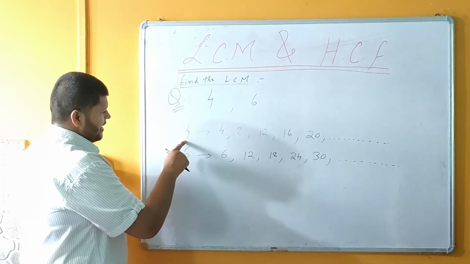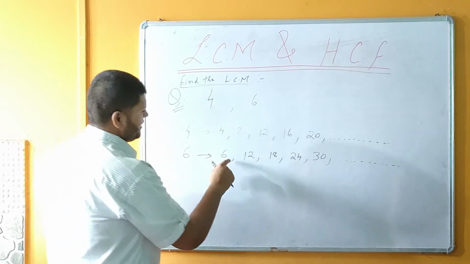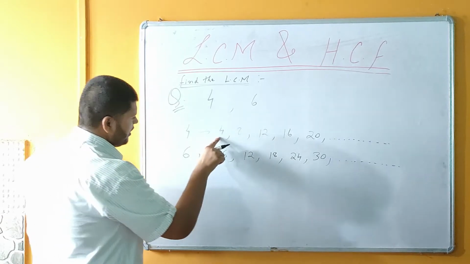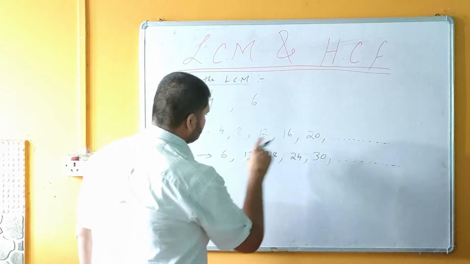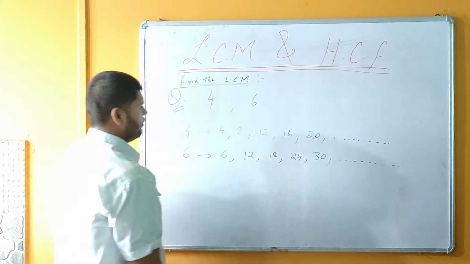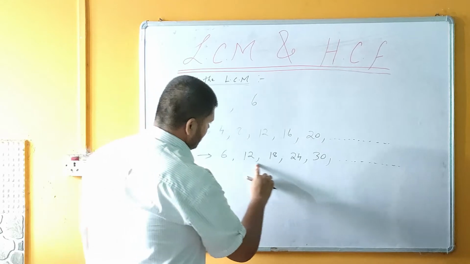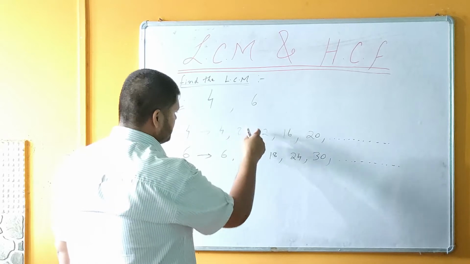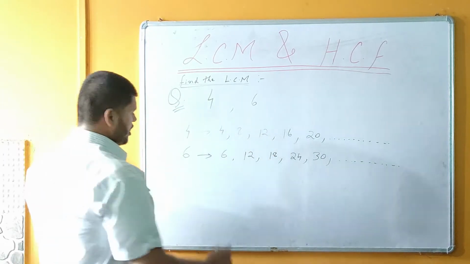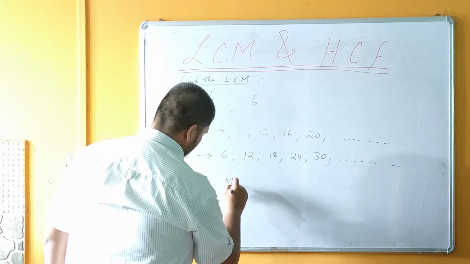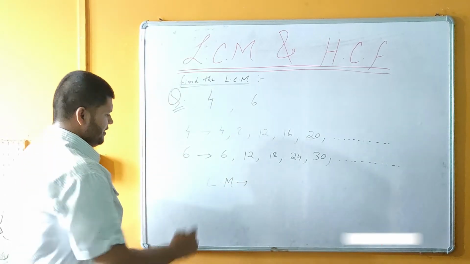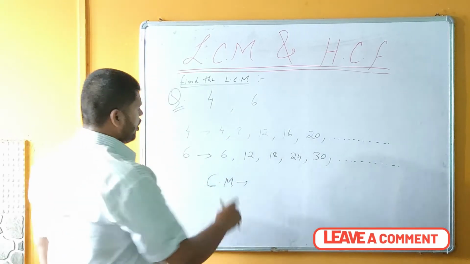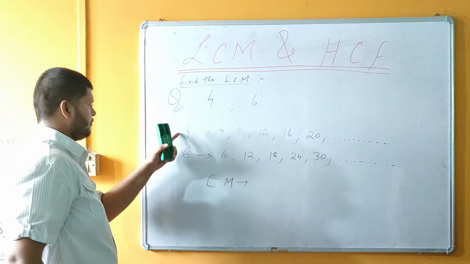So once we have written the table for 4 and 6, here you have to find out the common multiple. The terms we wrote for 4 are called multiples of 4, and the terms for 6 are called multiples of 6. Between these two sets of multiples, we are going to find the common multiple. Here CM denotes common multiple between these two numbers 4 and 6.